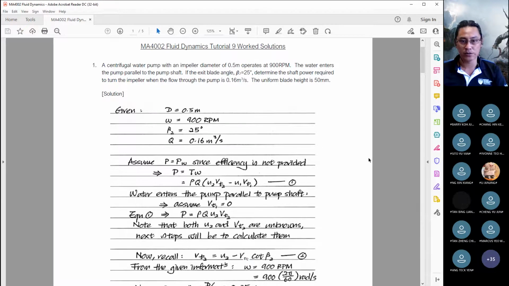For question 1, we have a centrifugal water pump. That's always good news because we know that this must be a radial device, rather than an axial device.